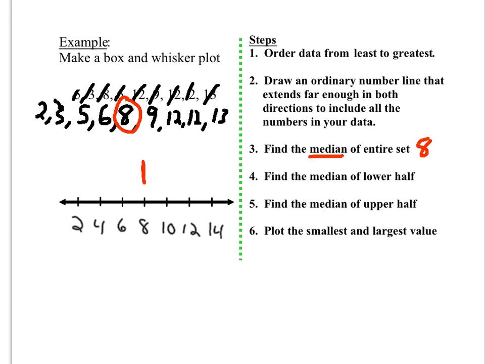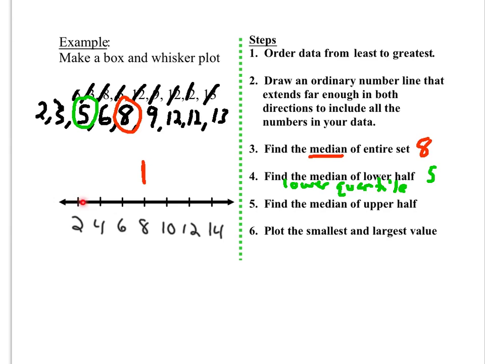Okay, then I'm going to find the median of the lower half. The median of the lower half is going to be my lower quartile. So I'm going to look at the 5 numbers. I'm going to look at the median and below it, and I'm going to find the median of those 5 numbers. Well, the median is the middle number again, and that's going to be right here at 5, because there's 2 below it and 2 above it. Notice I included the median in that. So my median of the lower half is 5.